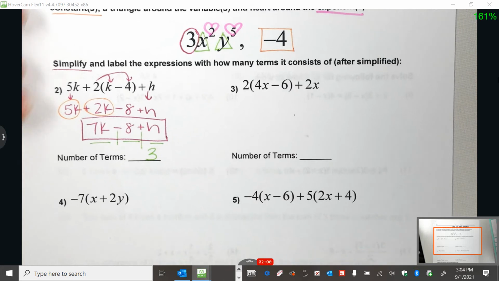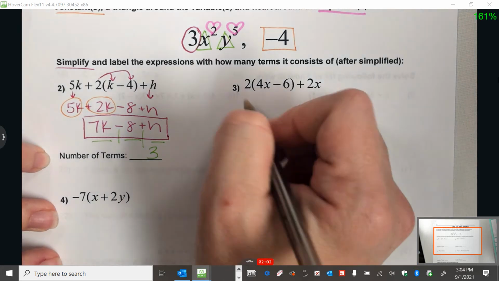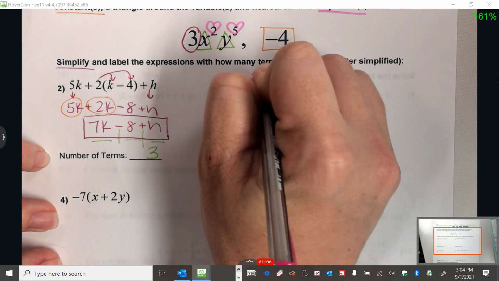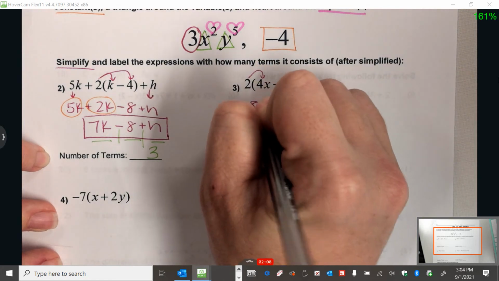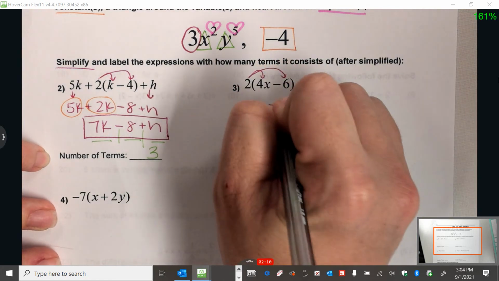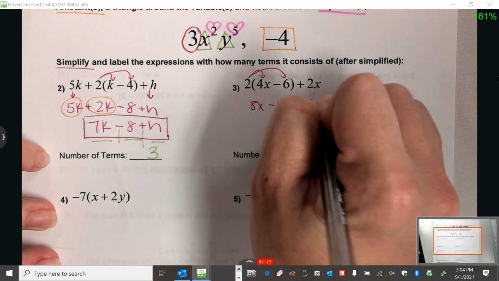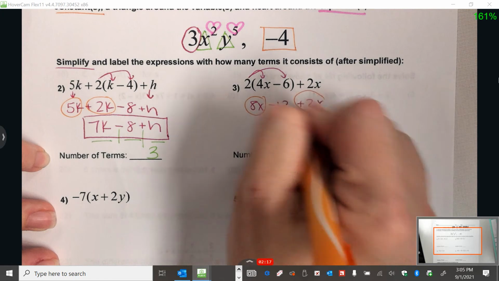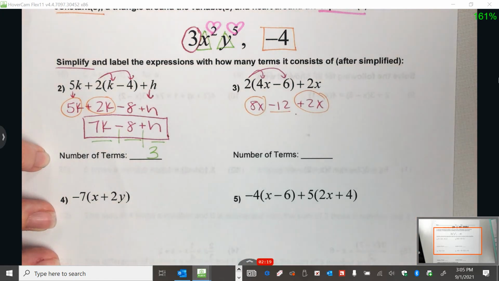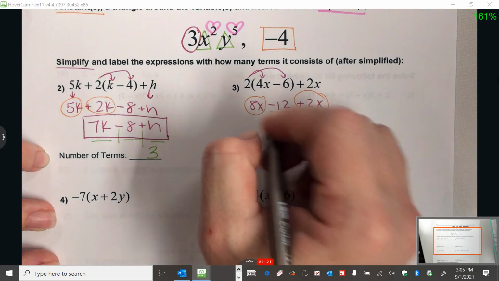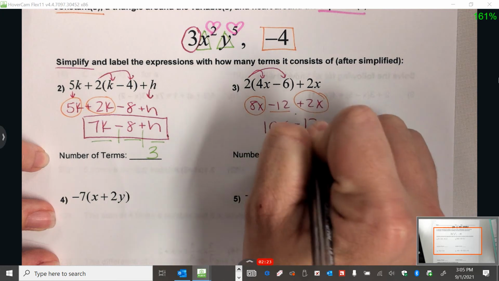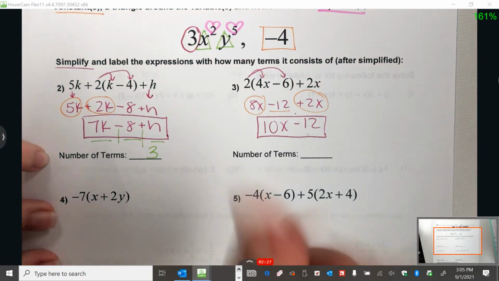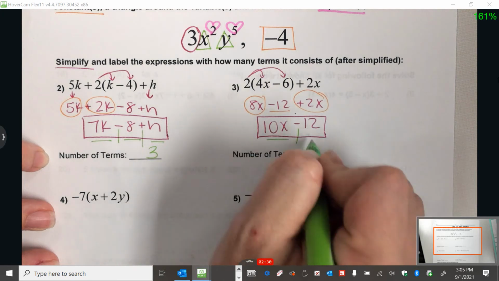Okay, let's look at number 3. So same concept, I need to get rid of those parentheses, and by doing that I need to distribute this 2. 2 times 4x is 8x. 2 times negative 6 is negative 12. Bring down my plus 2x. So again, combine like terms. I have 8x plus 2x, and then negative 12 has no like term. So 8x plus 2x is 10x minus 12. So that is my simplest form. There's no solving. And again, separated by addition or subtraction, so I have 1, 2 terms.